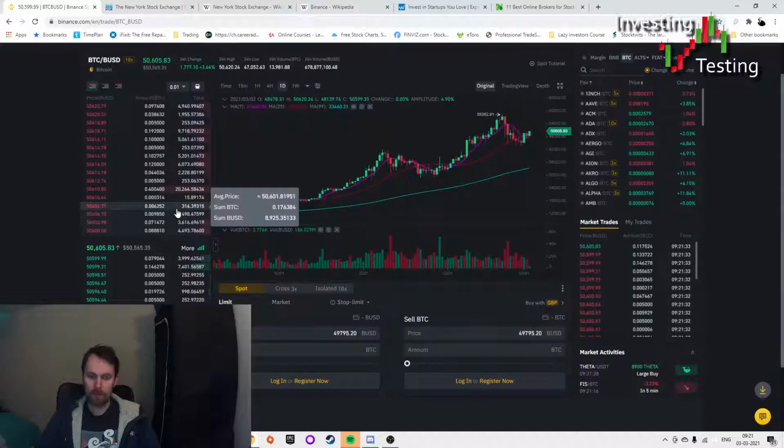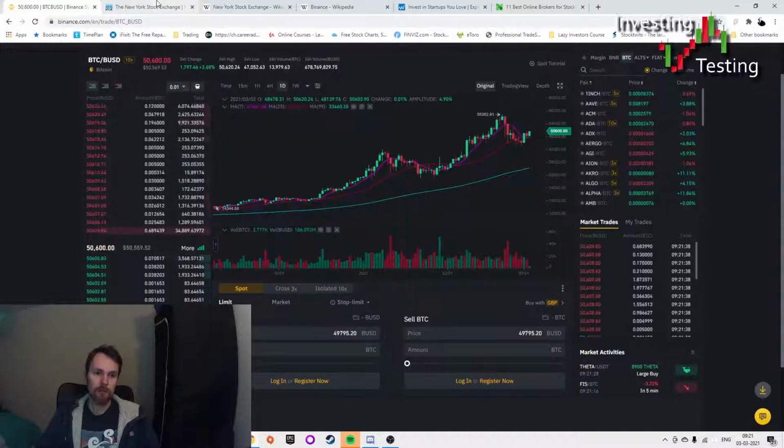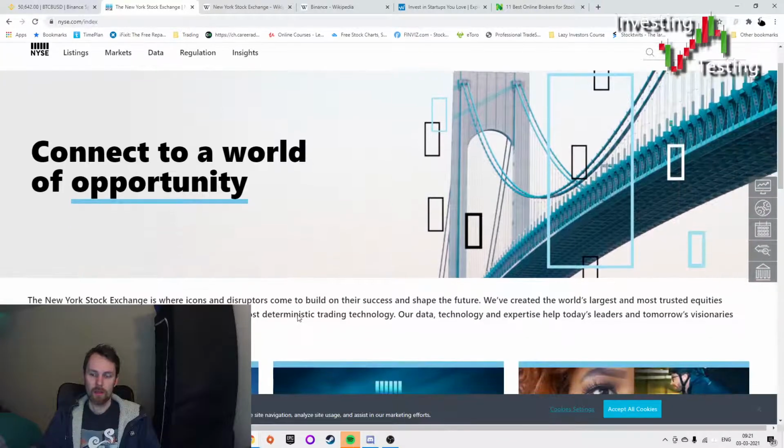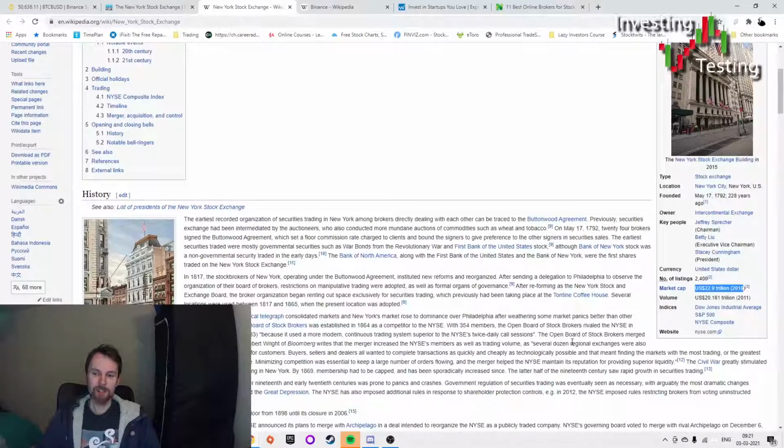There are obviously the bigger exchanges for stocks and shares. The biggest exchange in the world is the New York Stock Exchange. They have a market cap of $22.9 trillion. It's an astronomical amount, and there's a reason for that. They are the world's largest stock exchange, and they trade a huge amount of stock.